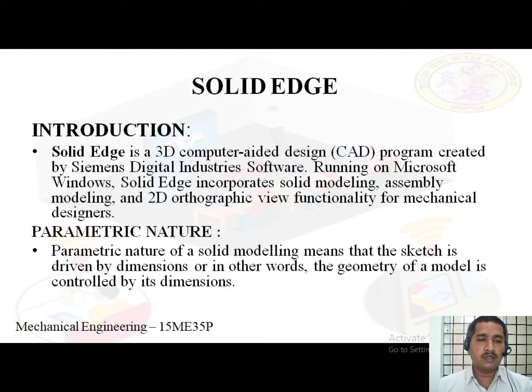Next, parametric nature. In the first session, you learned about parametric nature. Parametric nature of solid modeling means that the sketch is driven by dimensions. Generally, the geometry of a model is controlled by its dimensions. Parameter means length, width, height, or thickness. Move to the next slide.